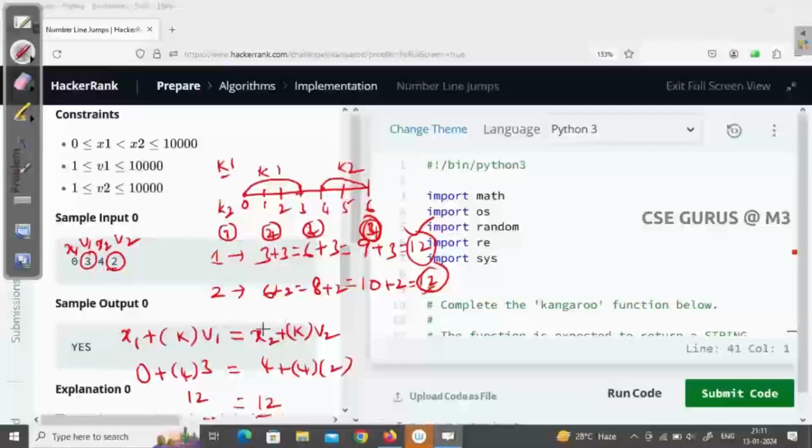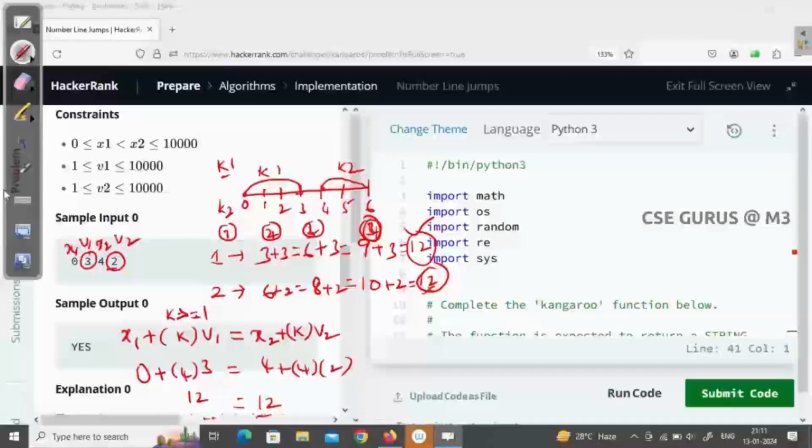So if the left side equals the right side for some k value, where k is always a positive number, if this is true at any instance, then I can say somewhere they meet. If it never returns true, then the answer is no. That's the one thing we have to work out.